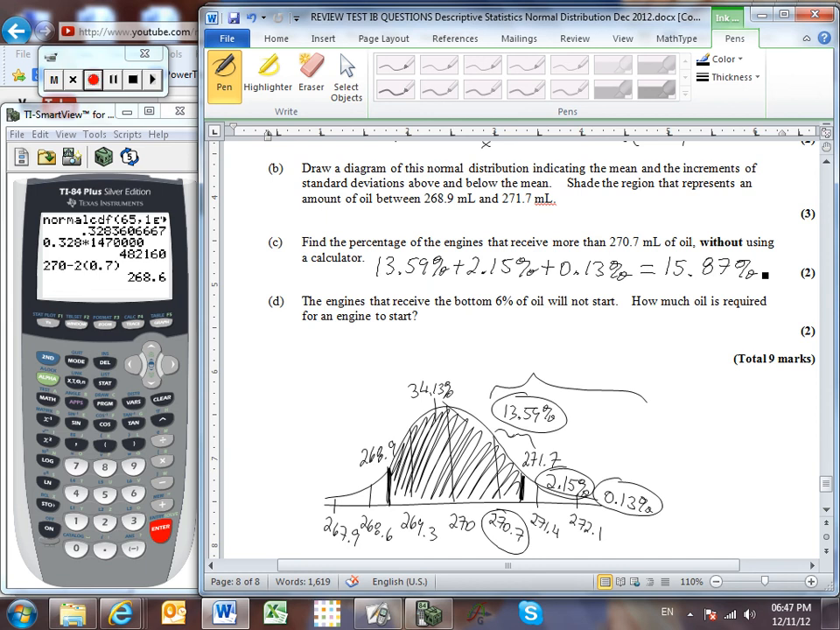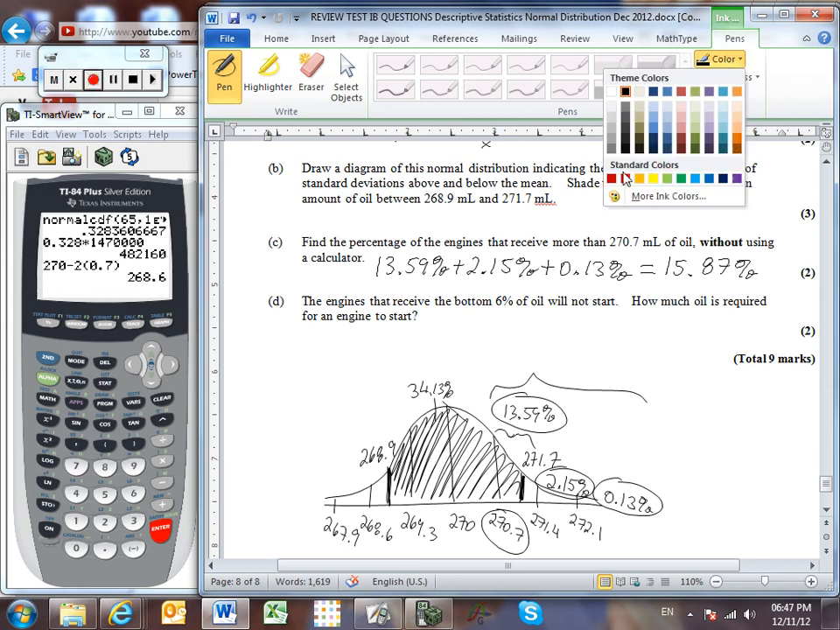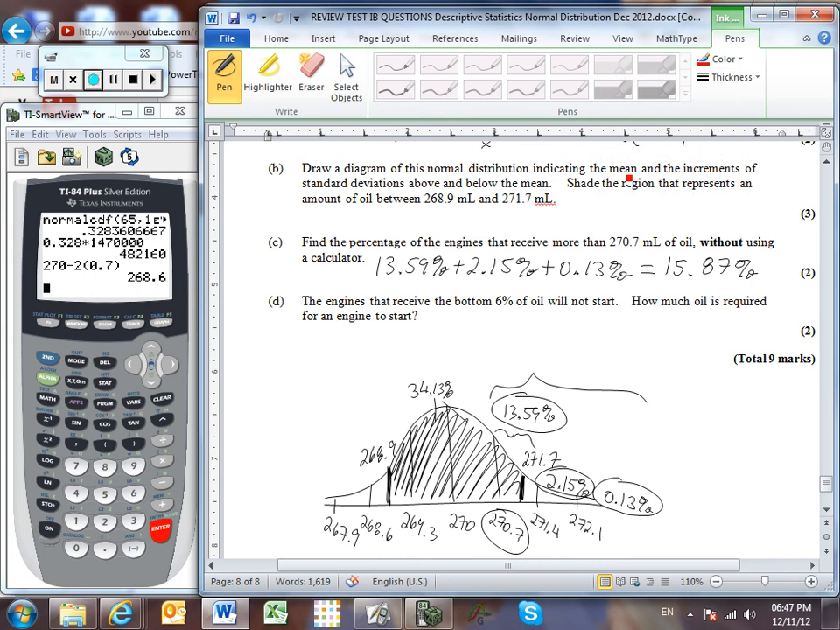And lastly, last question. The engines that receive the bottom 6% of oil will not start. So we're talking about the bottom 6%. Let's just change color. The bottom 6%. So that's going to be really quite a small amount, the bottom 6% down here. And so this region right here is only 0.06, or 6% if you prefer to write it as a percentage. We're trying to find out what is this value right here, such that below we have 6%. So because it's already less than, I don't need to do any work. Whenever it's less than, I'm in good shape already.